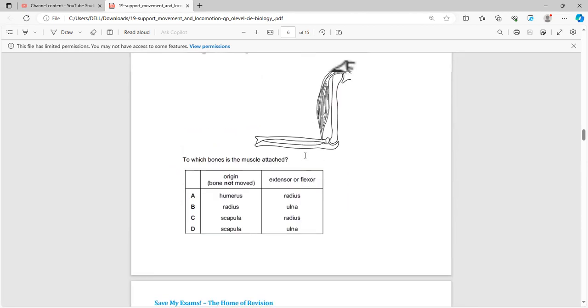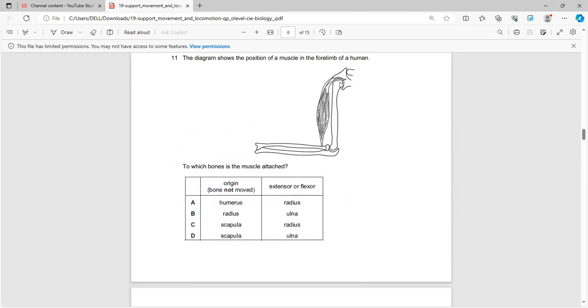Now, to which bones is the muscle attached? It always originates from the scapula and it is inserted onto the radius. Now, you can also remember that the ulna is always the most medial bone in the human body. What does medial mean? Medial means the bone which is nearest to the midline of your chest.